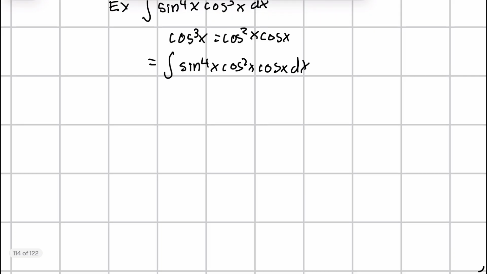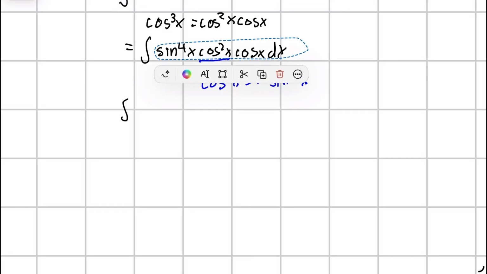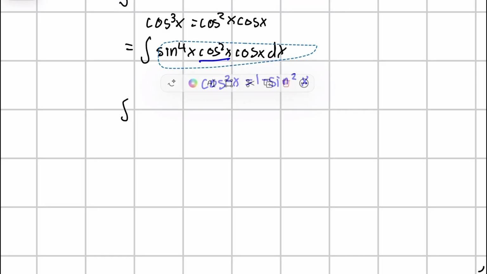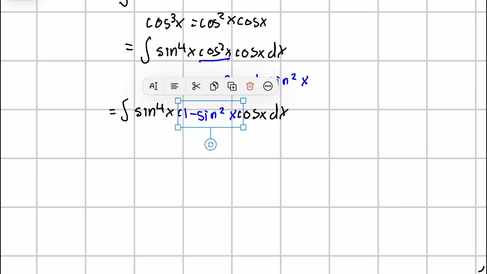So we're just going to let this part right here, this is our trig identity. Cosine squared of x is equal to 1 minus sine squared of x. So then just substitute in your entire thing with this update. Let's take this, move this down here, and instead of cosine squared of x, we're going to write 1 minus sine squared of x right here.